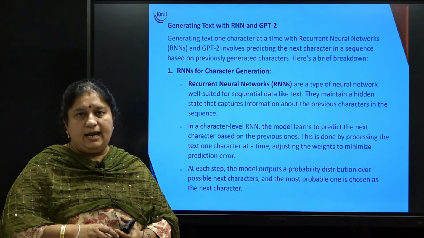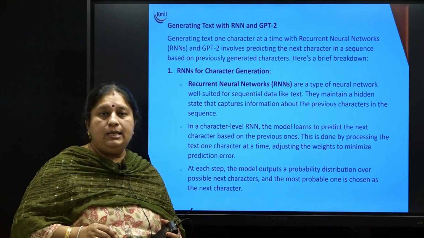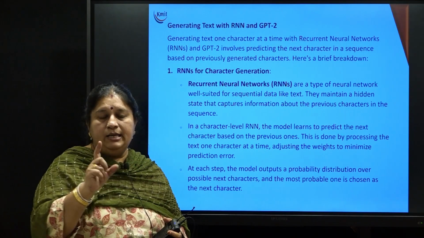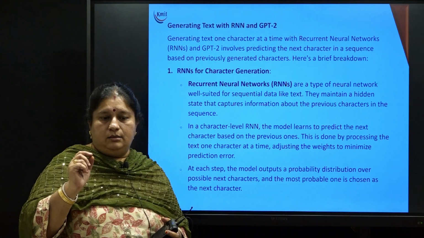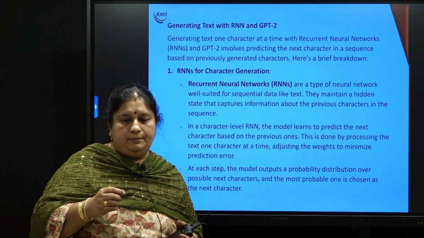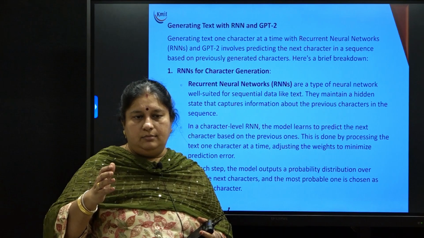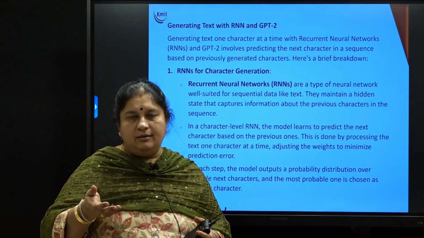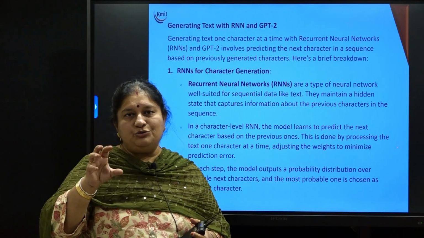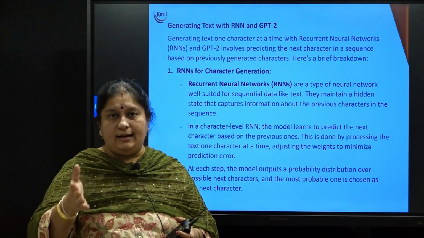Say for example, I have typed CA. So what could be the next possible characters? CA is already typed. The next character can give CAB, it can be CAM, it can be CAN, it can be CAP, and so likewise. So it tries to generate a probability distribution on what could be the next possible character.